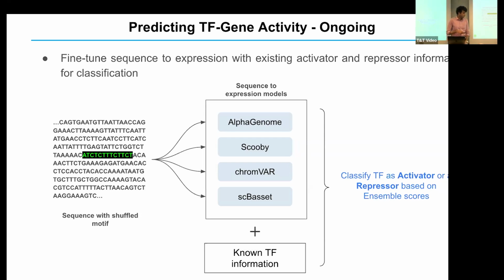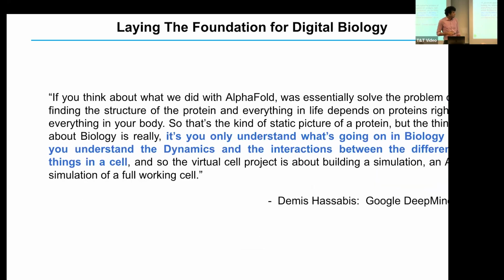800-odd transcription factor information that we already know, and use it to guide these models to classify these as activators or repressors.